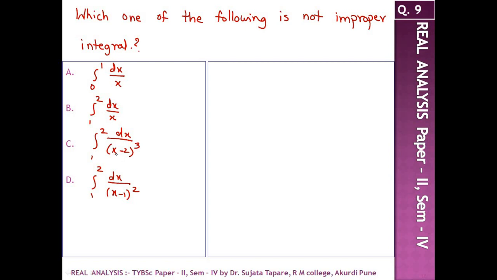Over here, x minus 2 whole cube, so the function 1 upon (x minus 2) whole cube is unbounded at x equal to 2, that is the upper limit. Over here it is unbounded at x equal to 1, which is the lower limit. So the answer is B.